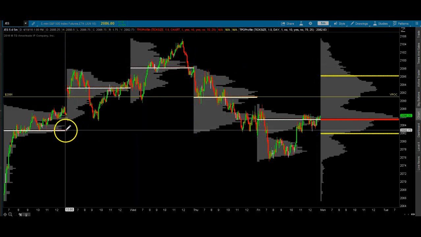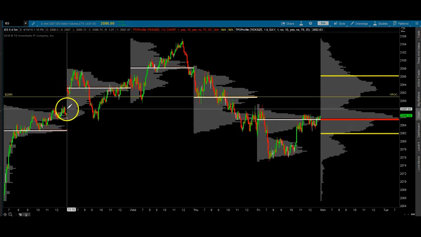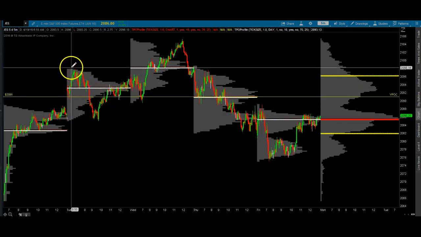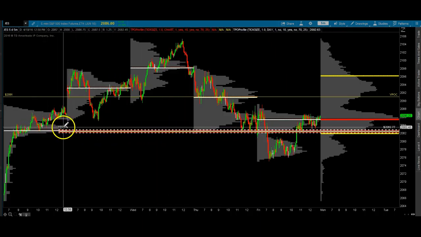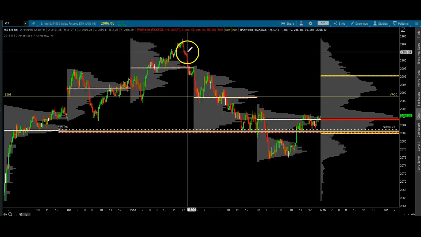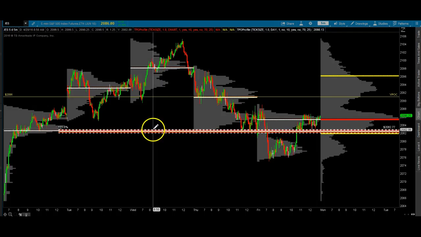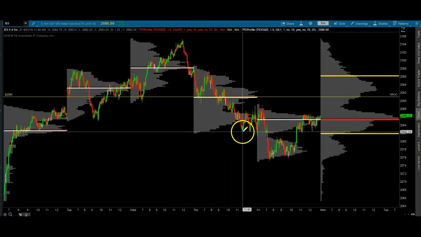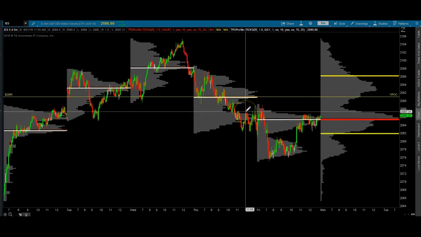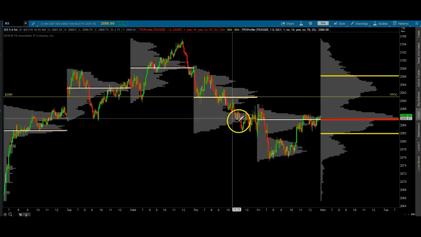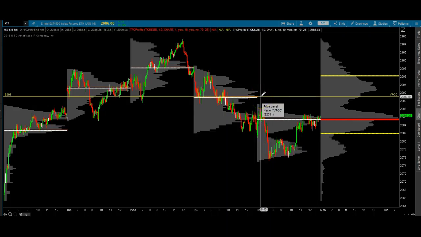If you look here, we had what's called a naked VPOC right here, because the next day price never came down to this volume. If I just drew a line right here, price never touched it. What happens 3 days later? Price comes down, we touch it literally to the tick. We actually broke through it by 2 ticks, and then we had a nice rally of about 4 or 5 points. Right here we have an open VPOC currently at 2091.